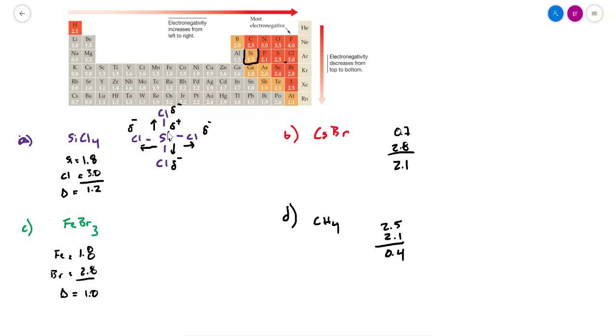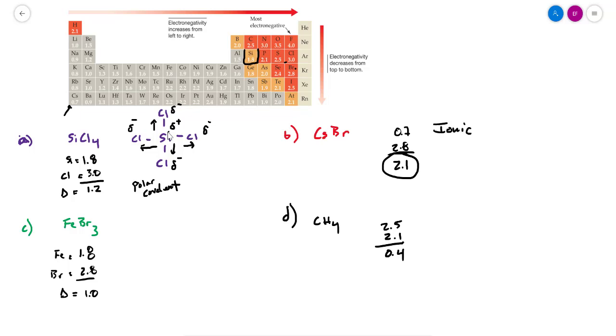And because this value is above 0 but less than 2, we're going to call that a polar covalent compound. So it's somewhere in mid-spectrum. Let's look at B. This is cesium bromide. So cesium is all the way over here. That's 0.7. And then bromine's all the way over on the opposite side. That's 2.8. That's got a huge, greater than 2 separation in electronegativities. So we'd say that this compound was completely ionic.